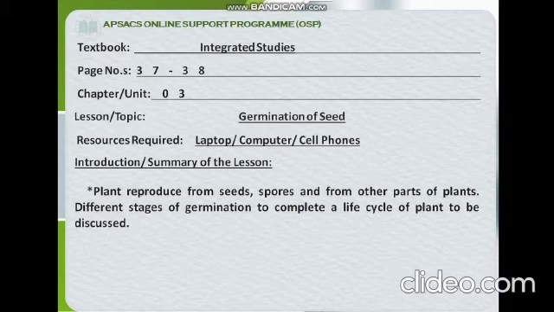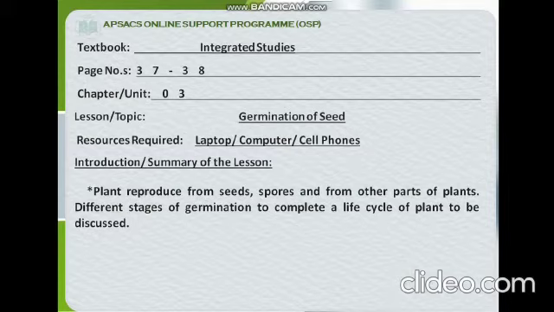Subject: Integrated Studies. Page 37-38. Chapter number 3. Topic: Germination of seed. Resources required: laptop, computer, cell phones.